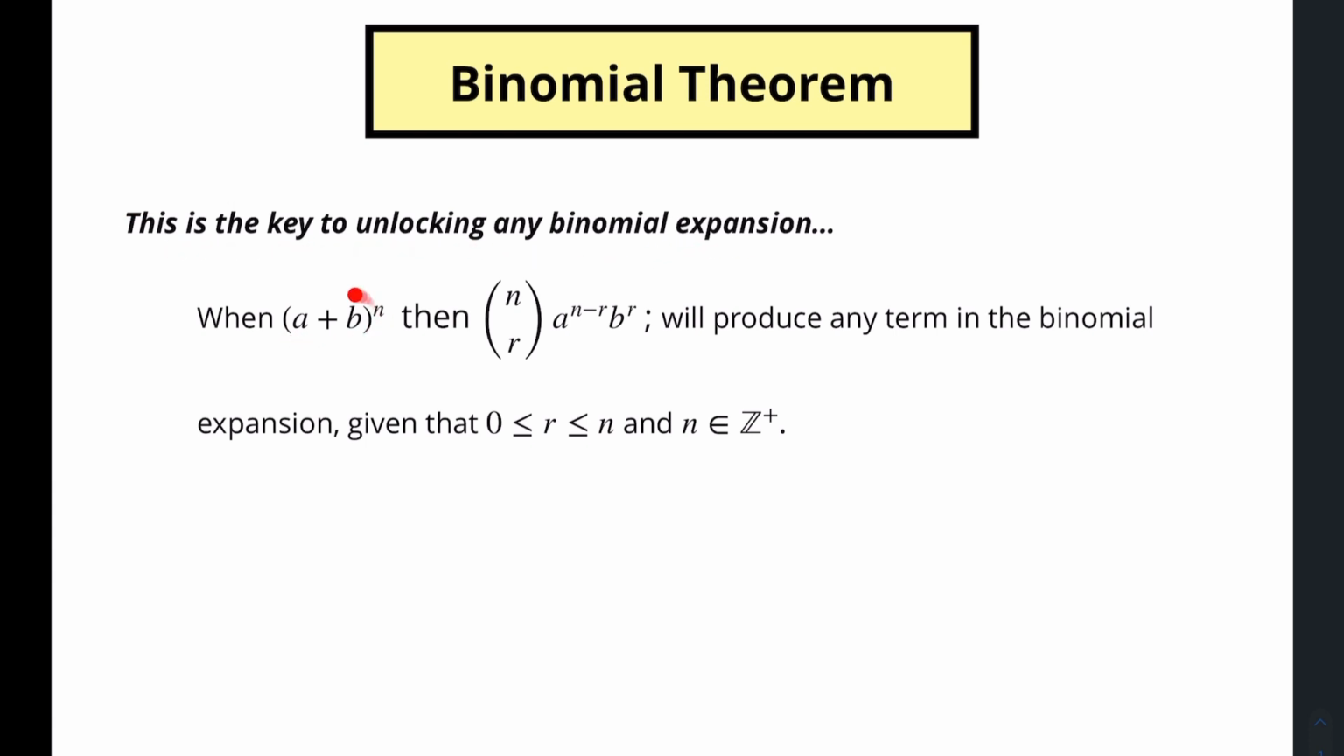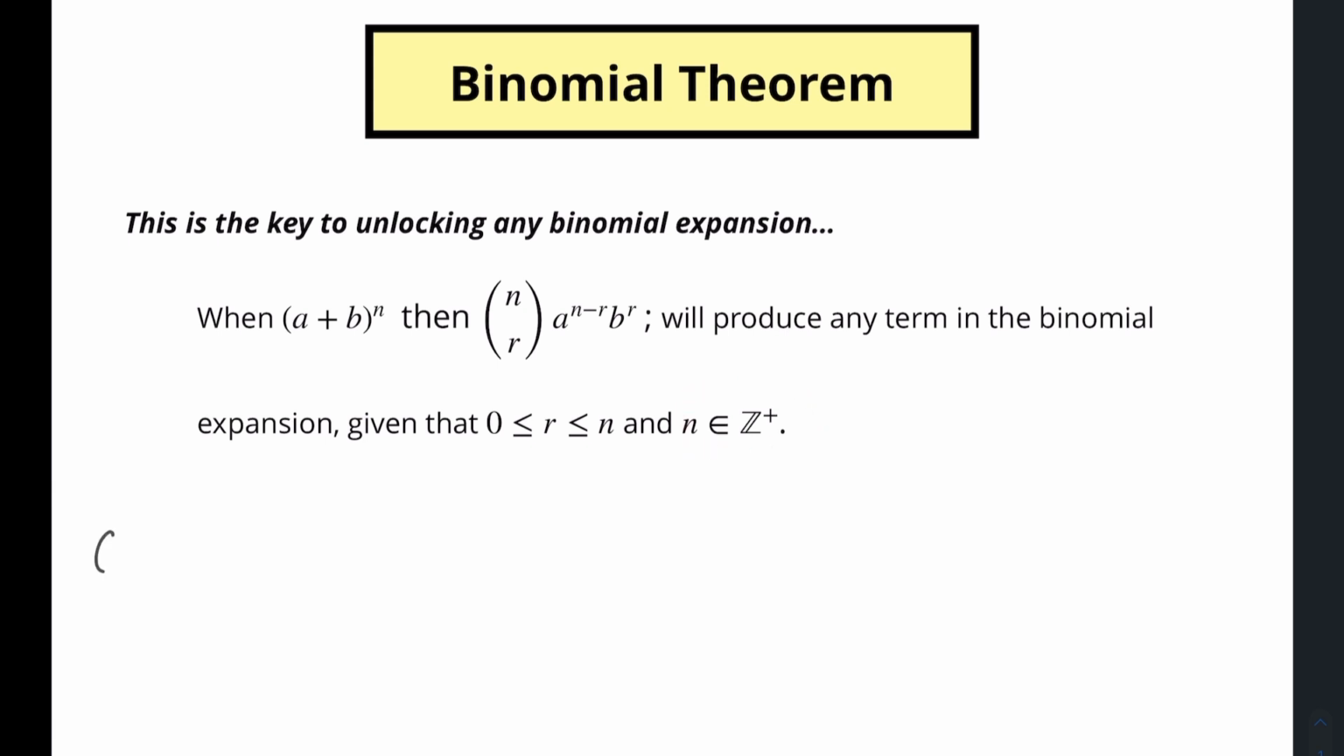As I've stated here, this is the key to unlocking any binomial expansion. If you've got some binomial going out to the nth power, then we have Pascal's coefficient, and we've got a to the n minus r power, b to the r power. This is going to produce any term in the binomial expansion, given that r is smaller than n and n is a positive integer.